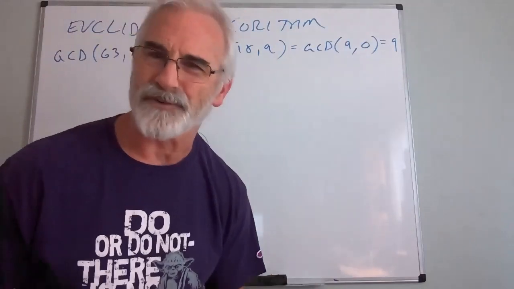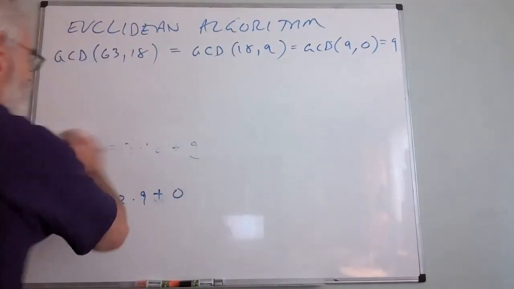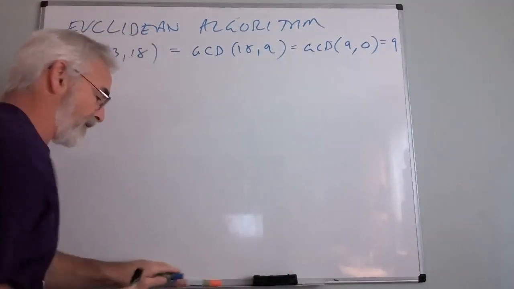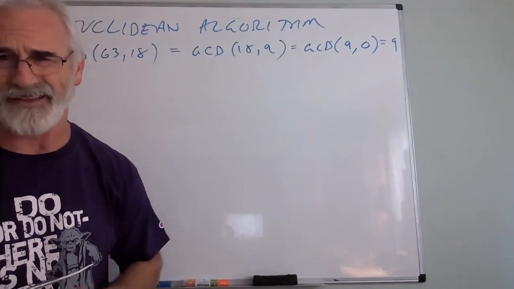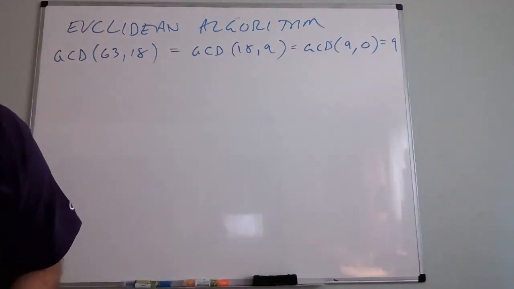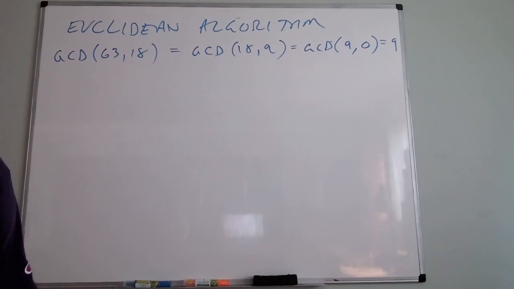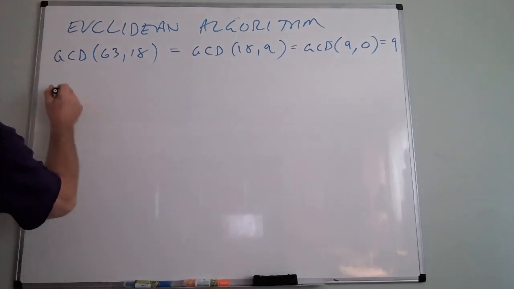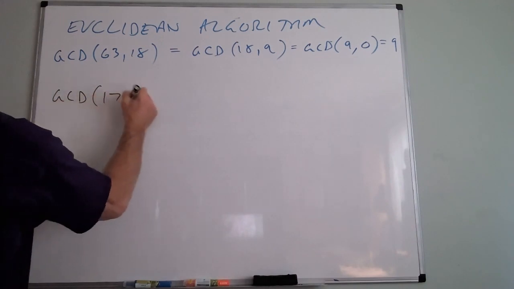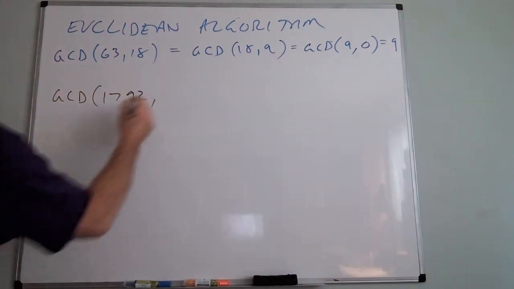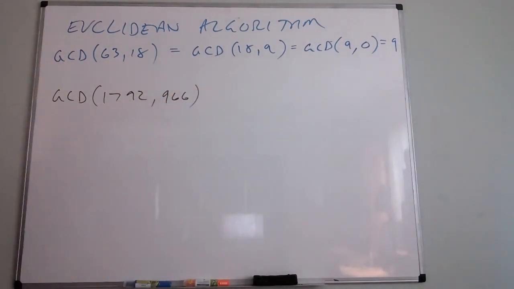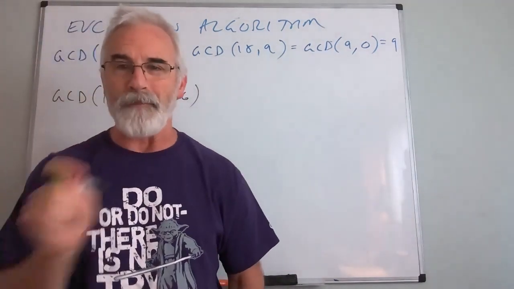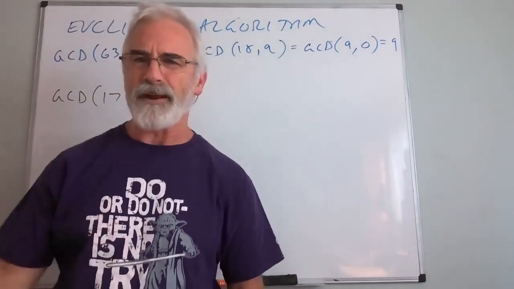So let's do it again, but let's do it for some bigger numbers. Let's do it so that we have to use our calculator, because you can't be doing this in your head, and you certainly don't want to be doing it by hand. That's just too much work. So I picked some really big numbers. I want the GCD of 1792 and 966. Now, I chose big numbers because I want to discourage you from making a factoring tree. That could just take forever.